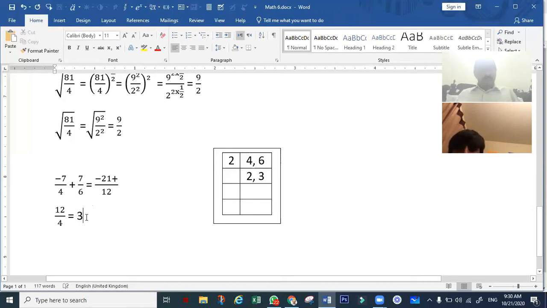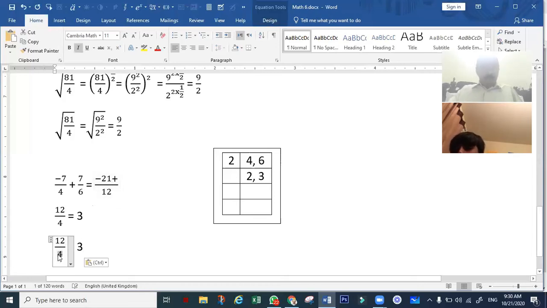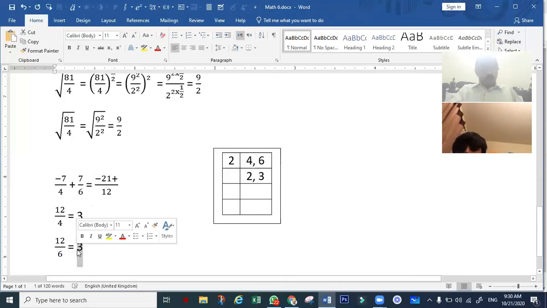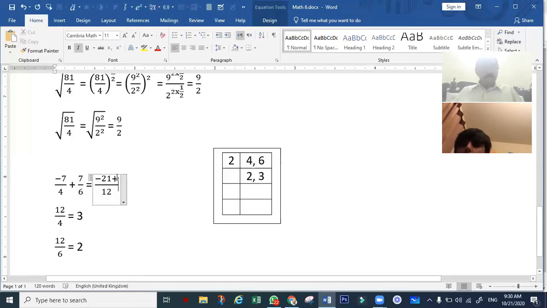Now you tell me what is to be done here. Turn it into a mixed fraction. This 12 is divided by 6 now. What do we get? 2. Now we multiply 7 by 2. 7 times 2, what do we get? 14. Shabash.